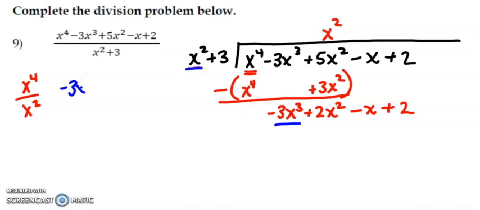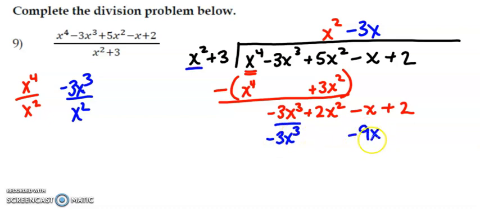All right, negative 3x to the 3rd divided by x squared gets me negative 3x. Notice I'm in my linear column. So I divided, now I multiply. Negative 3x times x squared is negative 3x cubed. Negative 3x times 3 is negative 9x. And then I'm going to subtract.